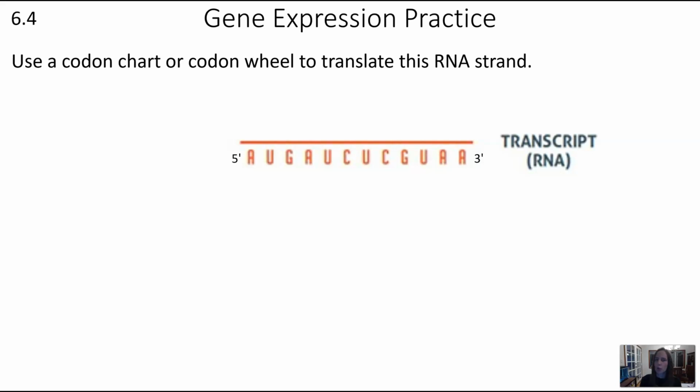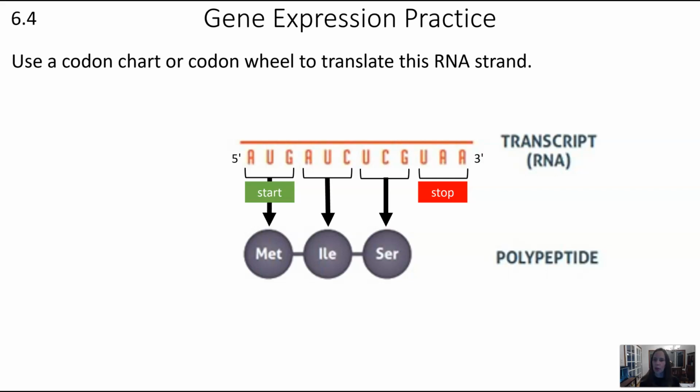So let's use a codon chart or a codon wheel to translate this RNA strand. When we translate this RNA strand, AUG is one of the start codons, and this codes for methionine. AUC codes for isoleucine, and UCG codes for serine. Then UAA is one of our stop codons. So this does not code for an amino acid, this just codes for the stop, for the end, termination. You do not need to memorize the full names of all of the amino acids. The information on that would be provided if you ever need to know that.